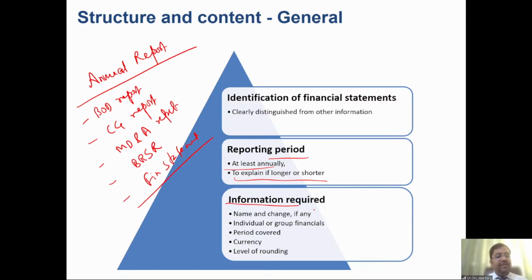Name, and if there is a change in name, it is required. Whether it is an individual financials or group financial, it is required to be disclosed, right? Whether it is standalone financial or consolidated financials. Period covered. What is the period covered?